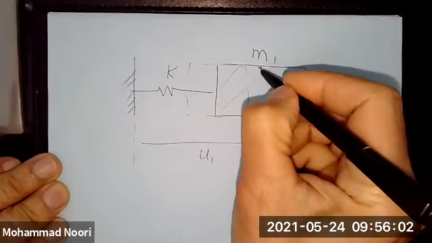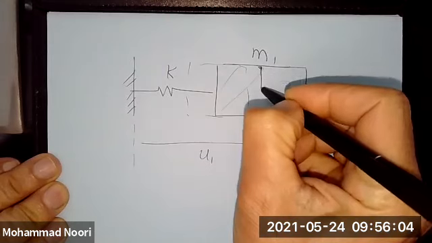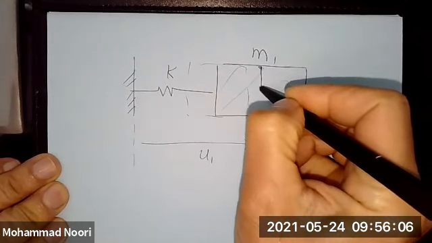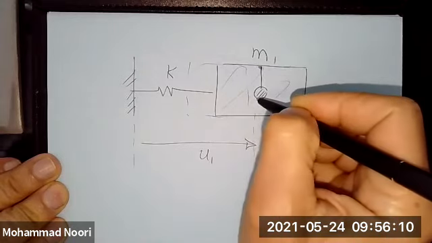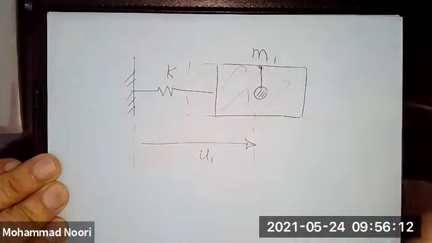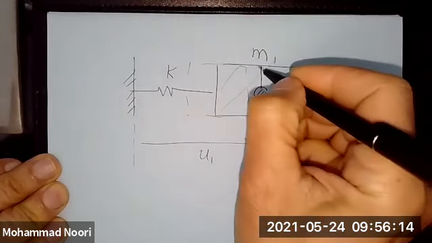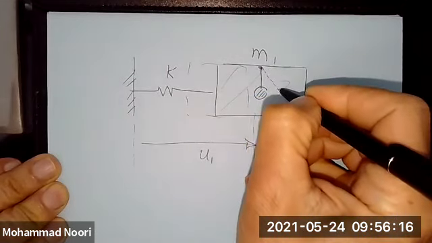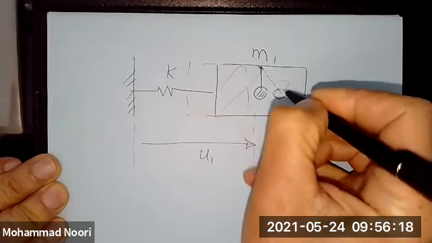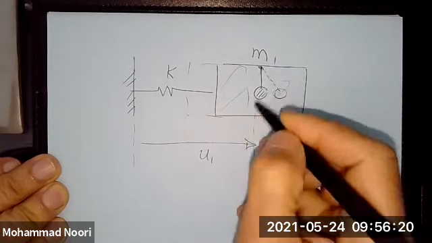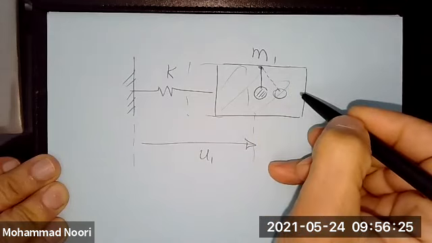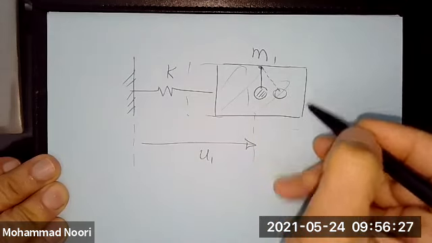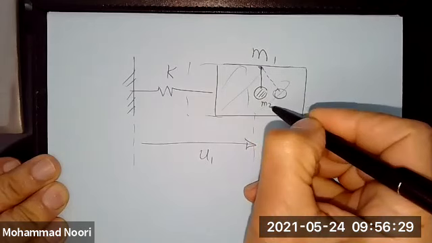And then we have a light fixture connected to the ceiling of this car. As the train moves this way, this is also moving. So in other words, you have a pendulum. And this pendulum is like this, okay? It has a mass of M2.